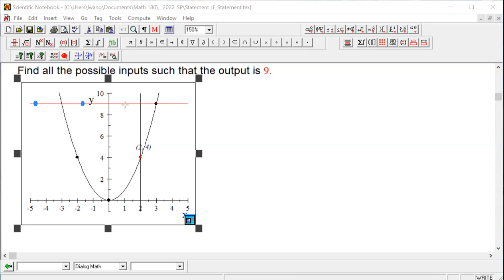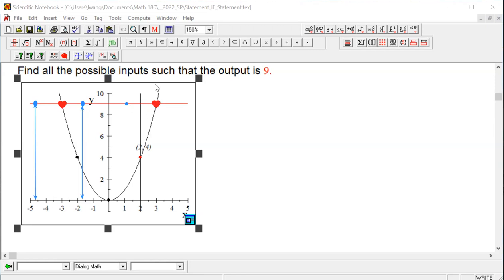The height. Okay, I want to give you more visual. The height is 9. All of these green, blue, gray vertical lines, the height is 9. And where is the crossing with the curve? The crossing with the curve, there are 2 spots. 1 spot here, 1 spot there. These are the 2 spots.